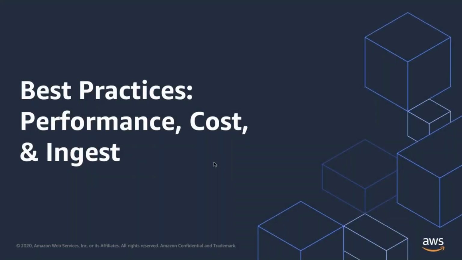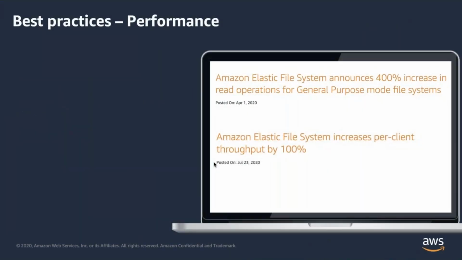So let's wrap up here with some best practices for performance, cost, and how to ingest your data. So for performance, in case you haven't been keeping track of our recent What's New announcements, we've made several performance improvement announcements. The two biggest ones are a 400% increase in read IOPS that you can perform on a general purpose mode file system, and the other is we've increased the maximum throughput that a single application or a single client can drive by 100%. So we've doubled the per application, per client throughput.